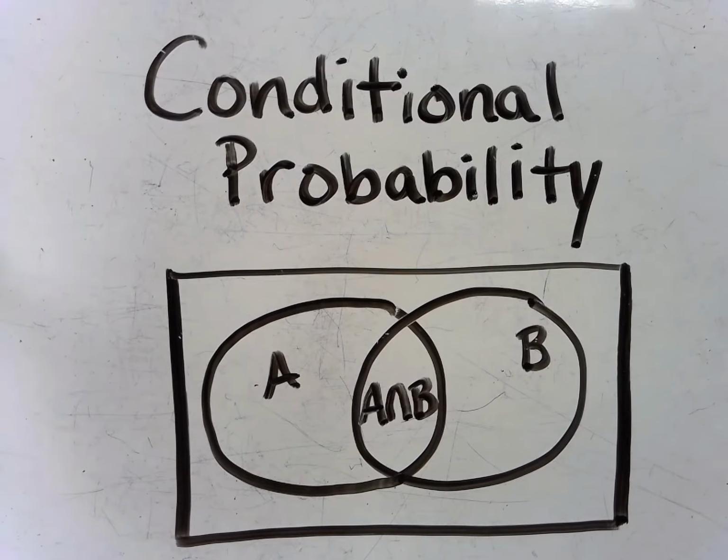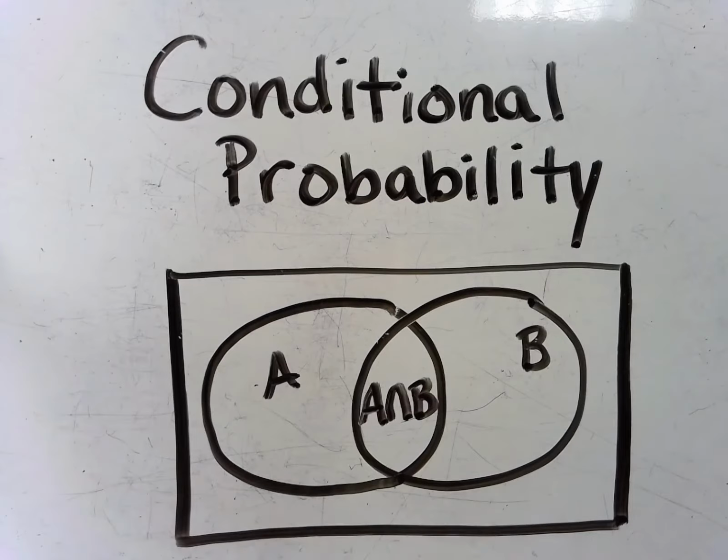In this lesson, you will learn about conditional probability. You will learn how to calculate the probability of conditional events. So conditional probability is the probability that event A will occur given that event B has already happened.